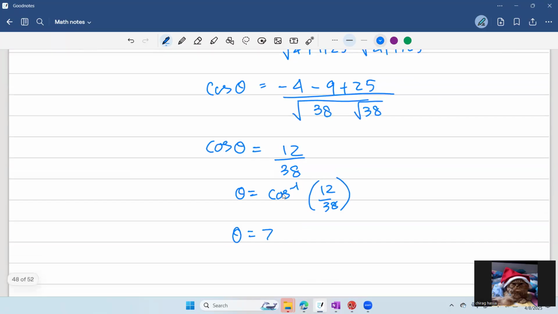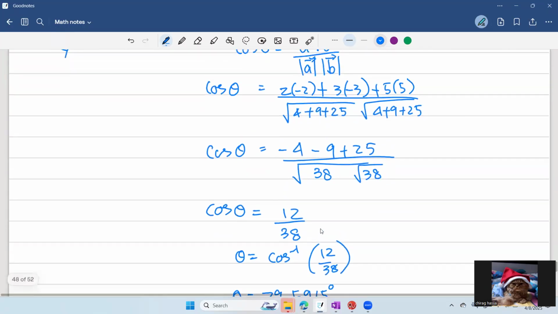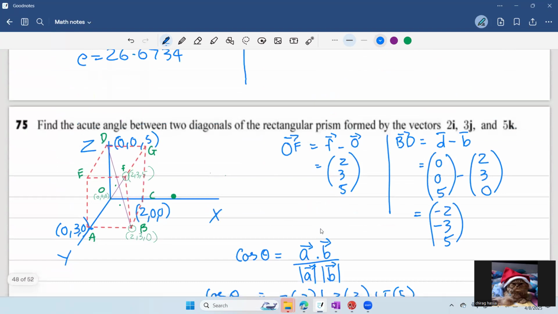So theta is equal to 71.5915 degrees. Okay, cool. So that gives us the answer, the acute angle between the two diagonals of the prism.